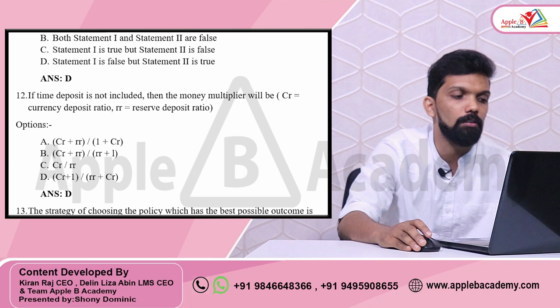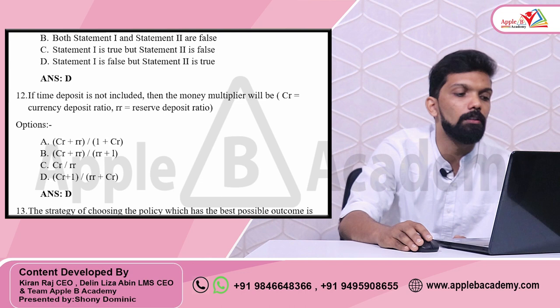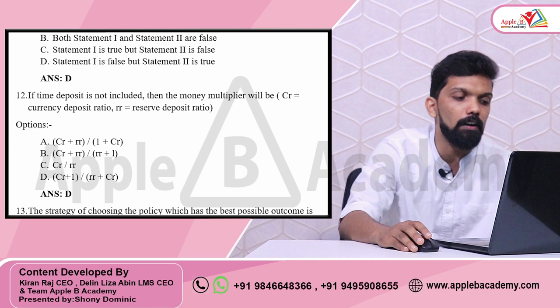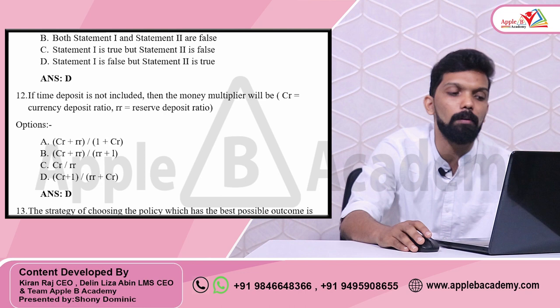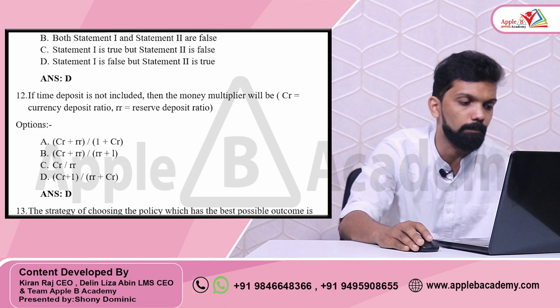So, 12th question: if time deposit is not included, then the money multiplier will be. We have to understand what the correct money multiplier equation is. Different options are given. The right answer for this question is option D, which is currency plus 1 divided by reserve deposit ratio plus currency. Option D, CR plus 1 divided by RR plus CR.